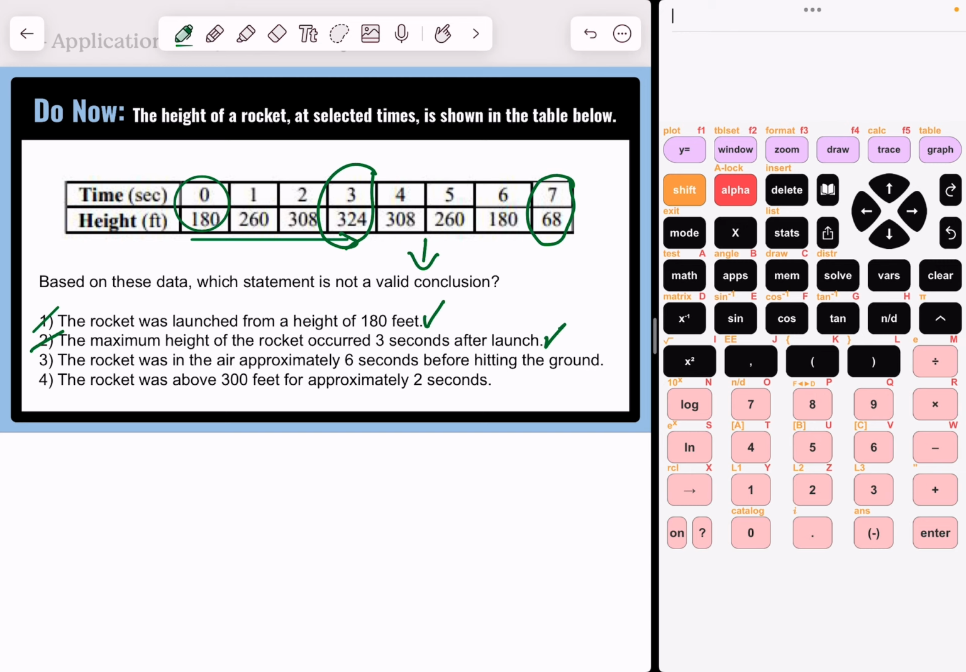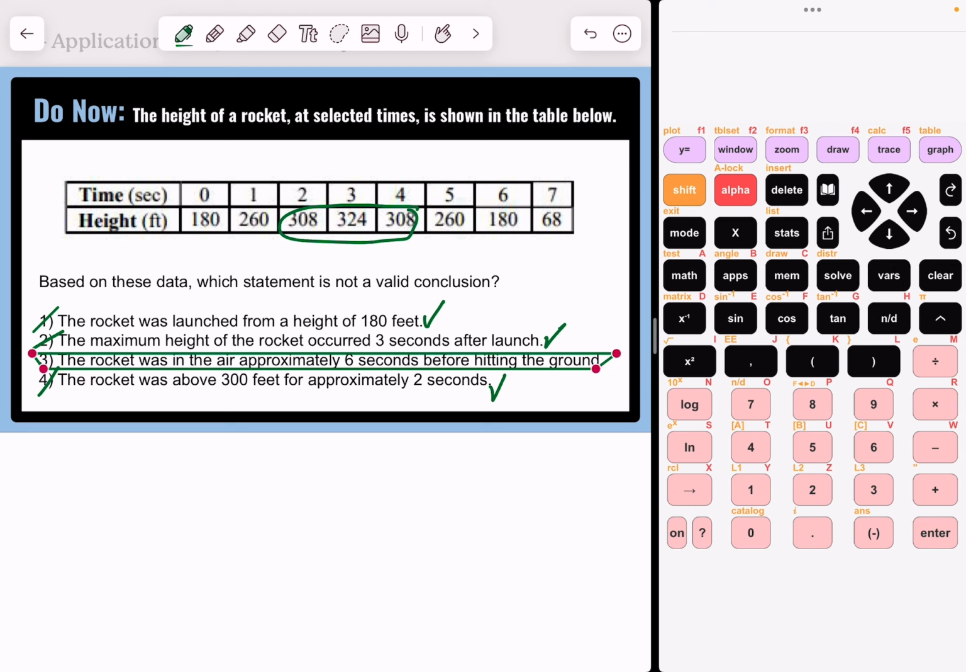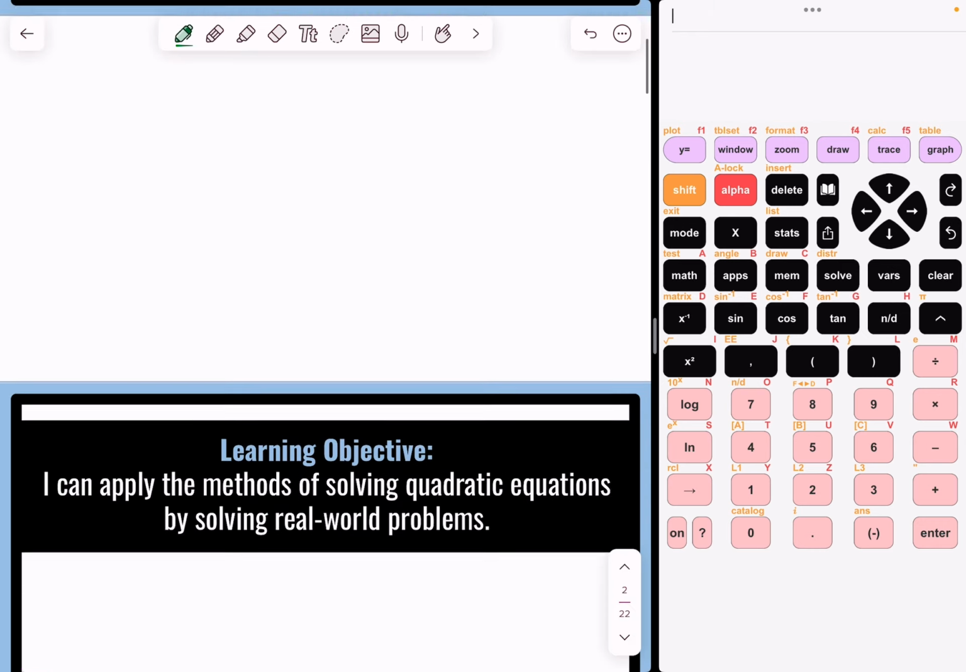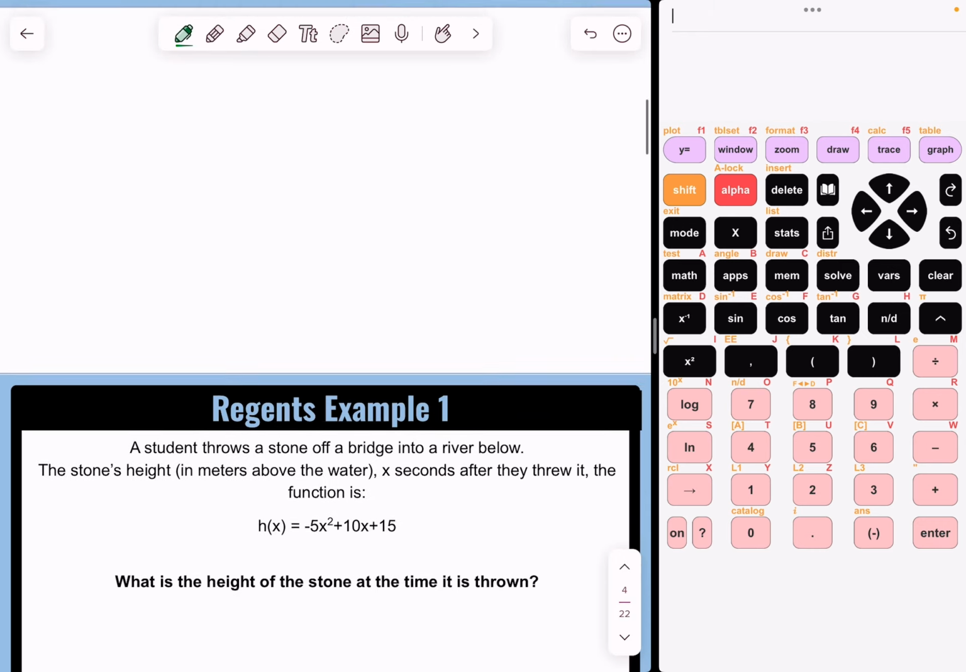The rocket was above 300 feet for approximately 2 seconds. Let's see, 300 feet. It was above 300 feet during these times, and that's 2 to 4 seconds, which is 2 seconds. So that's correct. So our wrong answer is choice 3. Perfect. Alrighty. Now let's get into some of these long response questions.